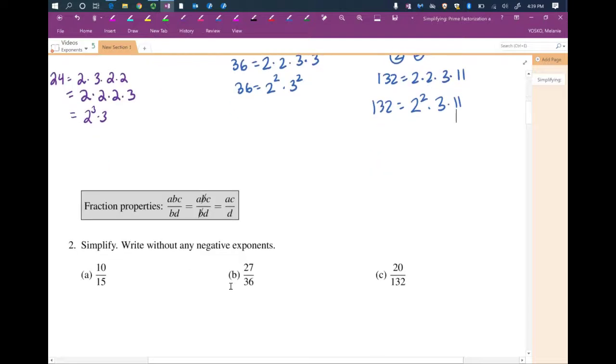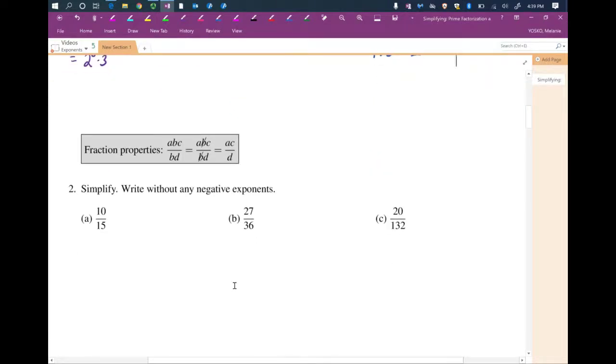So let's do a few. Simplify. Write without any negative exponents. Now, I know you can probably type this into a calculator, but let's practice this process so you can see what's happening. You can do it when things get more complicated. So let's break 10 down to its prime factorization. We didn't do that earlier. 10 is 2 times 5, right? Both of those are prime. So we're going to write 2 times 5.